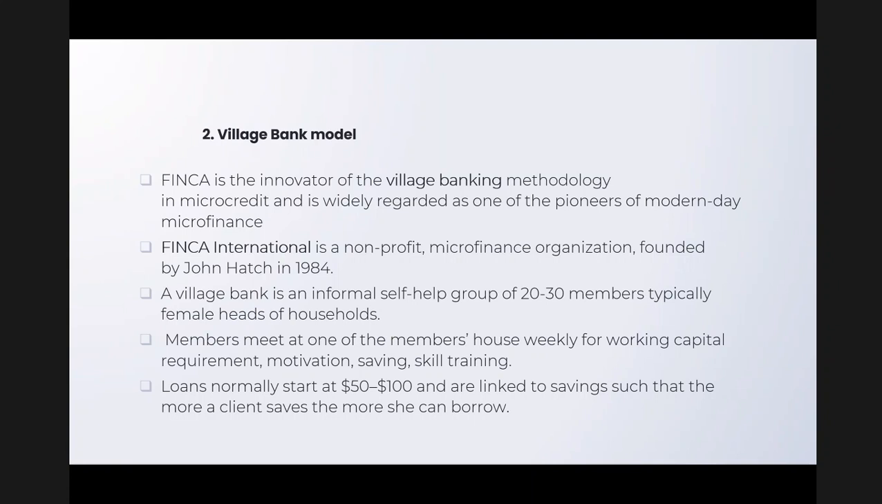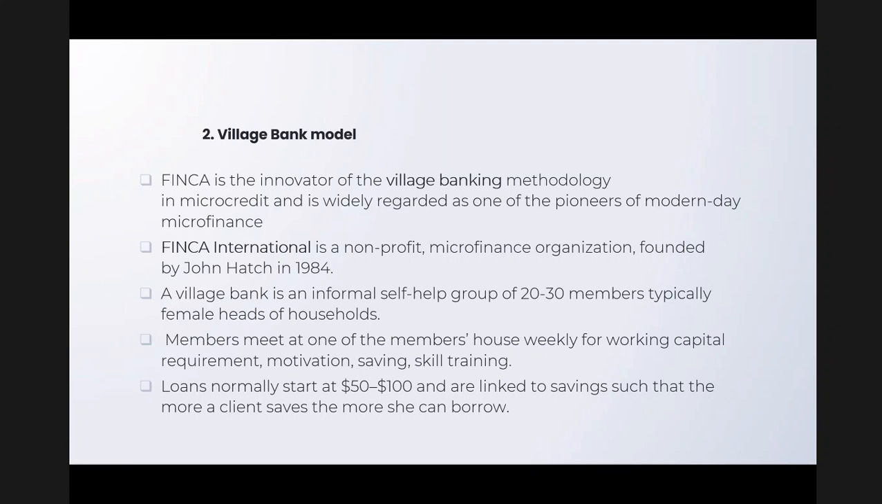So a village bank is an informal self-help group of 20-30 members, typically female heads of household. Members meet at one of the members' houses weekly for working capital requirement, motivation, saving, and skill training. Loans normally start at $50 to $100 and are linked to savings such that the more a client saves, the more she can borrow.